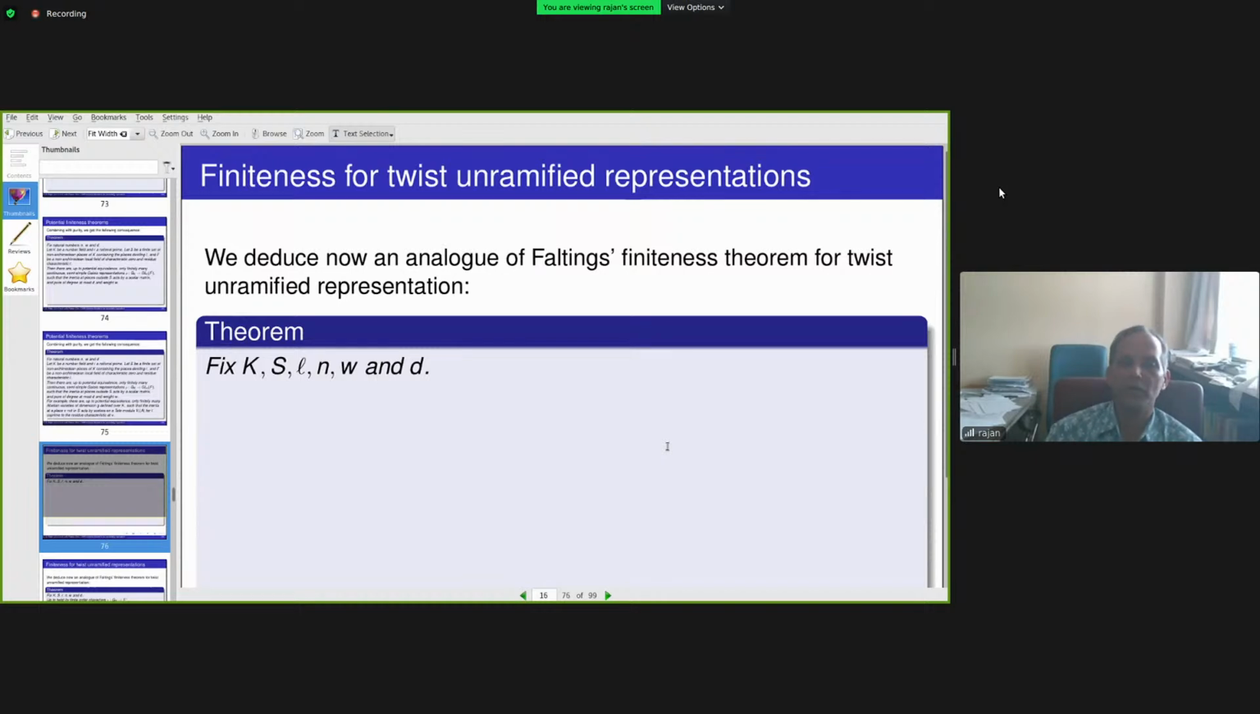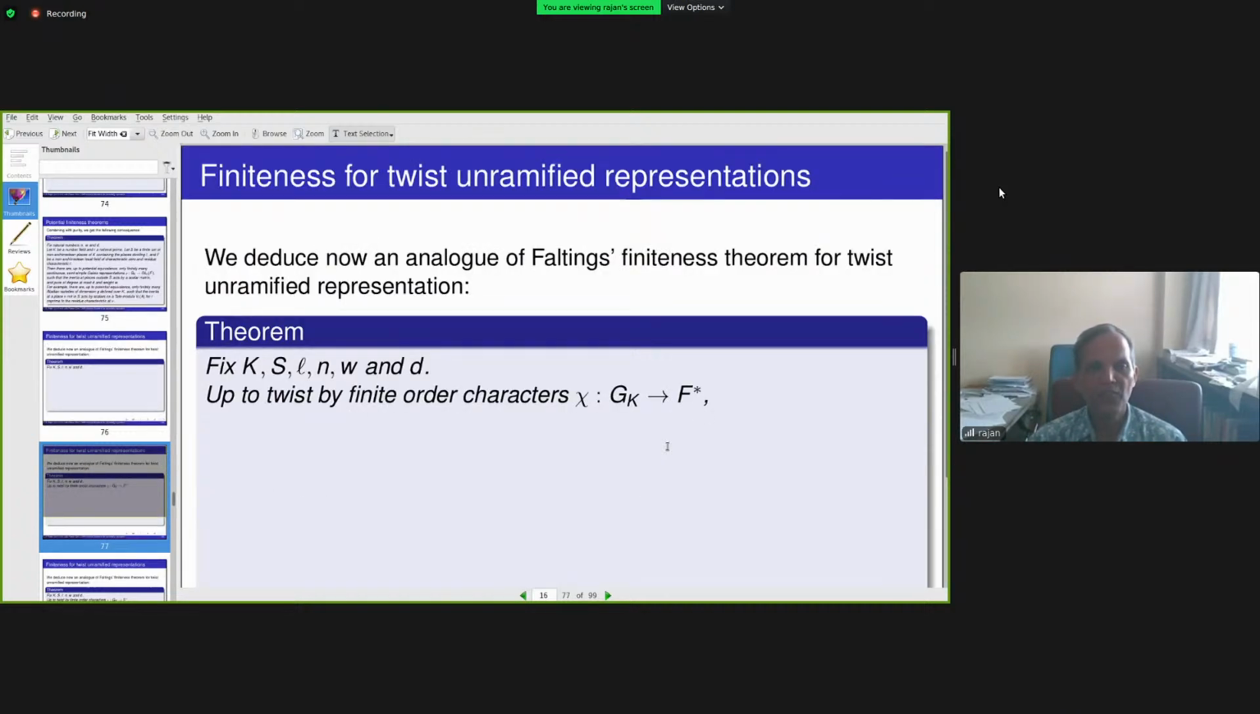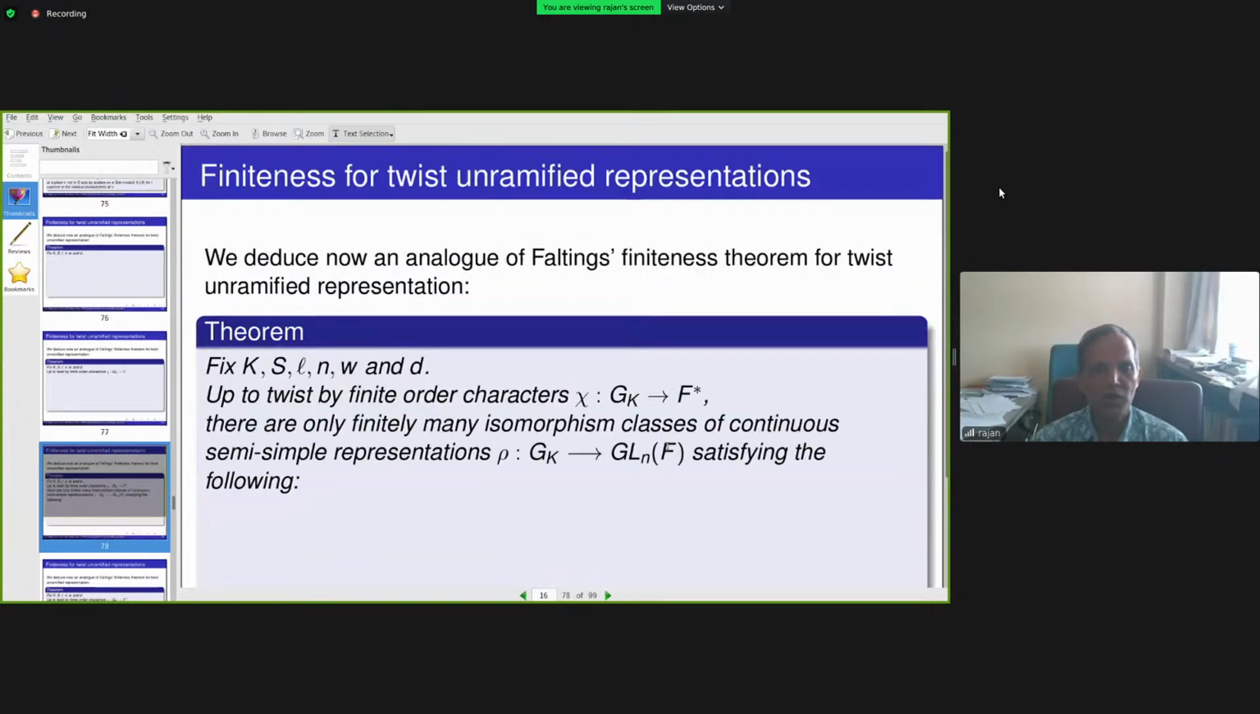Now I want to say what the motivation is for proving such theorems. Instead of giving the motivation at the beginning, I'm going to slowly come to why we are looking at those theorems. So now you deduce an analog of Faltings' finiteness theorem for what we call twist unramified representations. We fix K, S, l, N, W, and D, and then up to twisting by finite order characters chi from G_K to F star, there are only finitely many isomorphism classes of continuous semisimple representations rho from G_K to GL_N(F), satisfying the following.